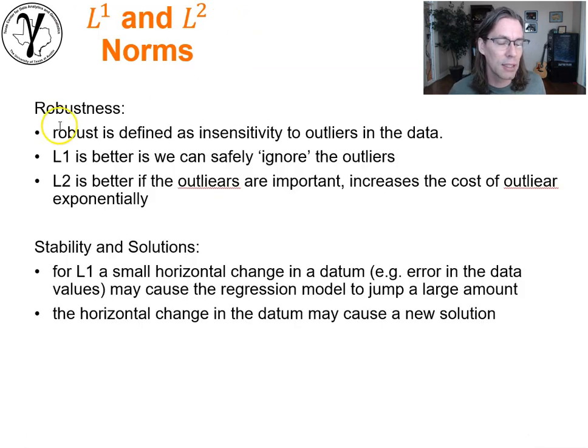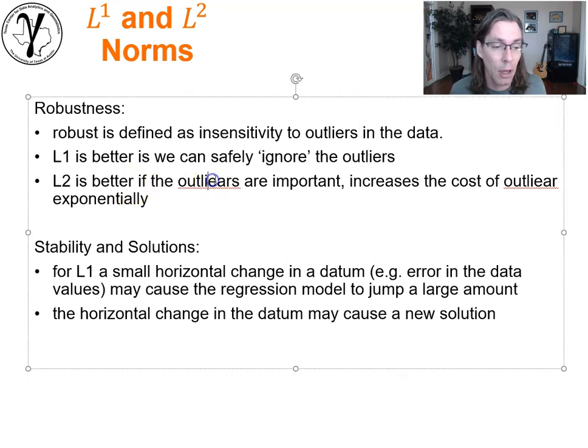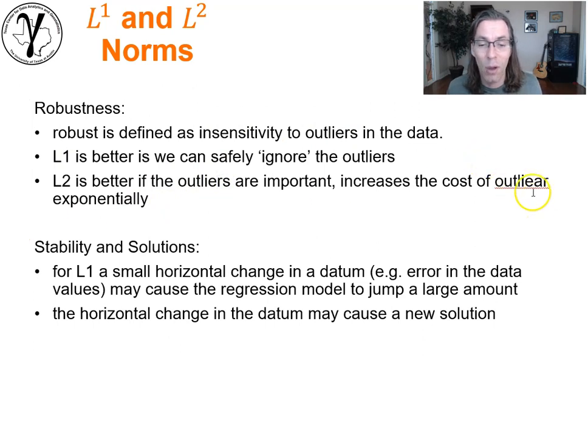Okay, so robustness, stability. Robustness is defined as the insensitivity to outliers in the data. L1 is better, and we can safely be less concerned about outliers. L2 is better if the outliers are important. In other words, if we feel that the outliers are meaningful, we don't necessarily want to dampen them. Just like in the case of working with the Pearson product moment correlation coefficient versus the Spearman rank correlation coefficient, if the outliers are meaningful, we don't want to dampen that information, right? We just might be sweeping something under the rug.